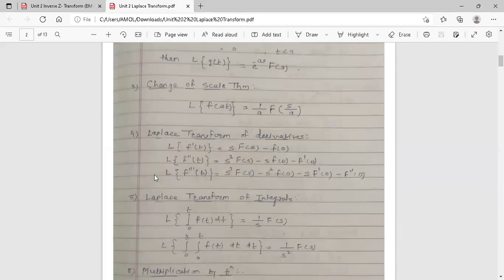You can generalize it. You can write for the fourth derivative also, and so on. You can generalize this property.